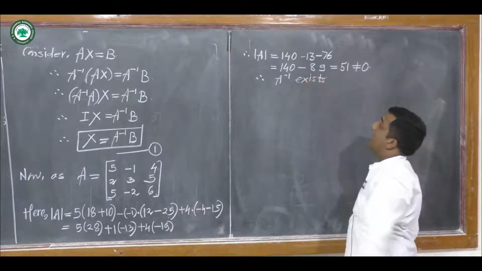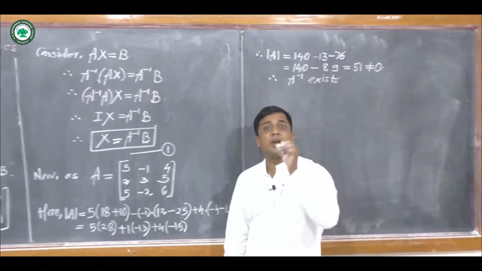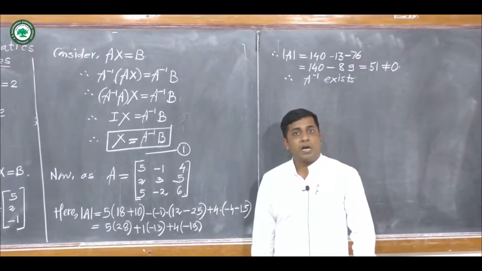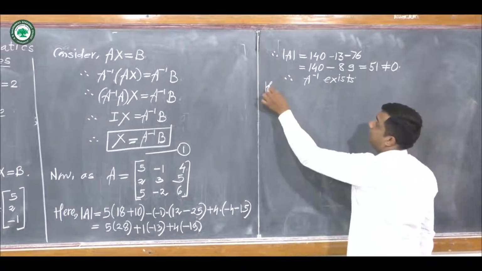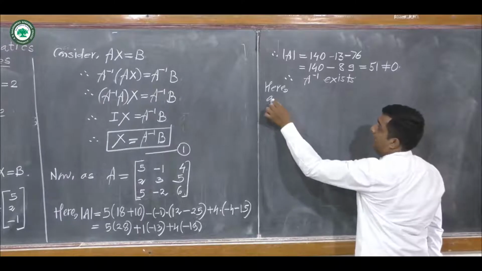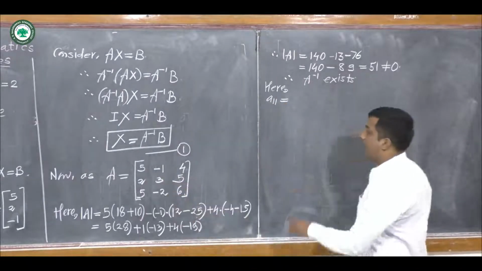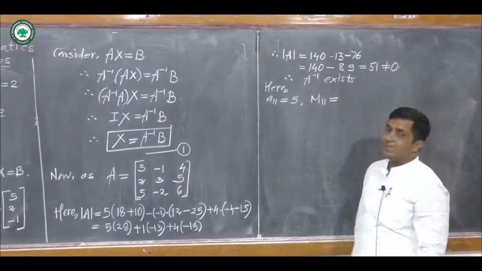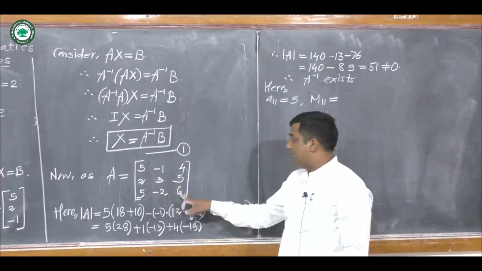A inverse exists. Okay, now to find the inverse, we consider either the transformation method or the adjoint method. Again, we use the adjoint method. Okay, so here we consider each element. First is A11 is equal to, we know A11 is 5. Okay, we know its minor is M11, which is having 3 into 6.